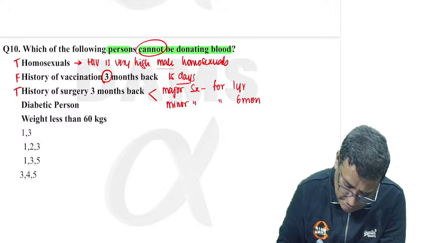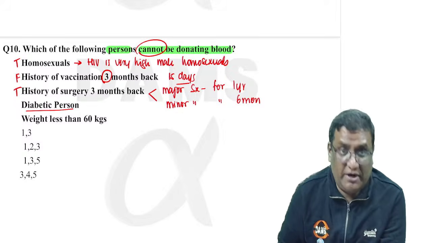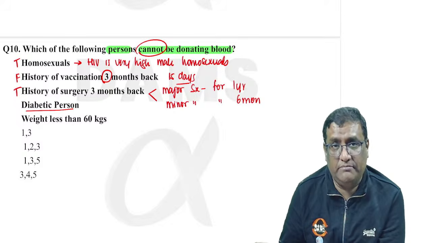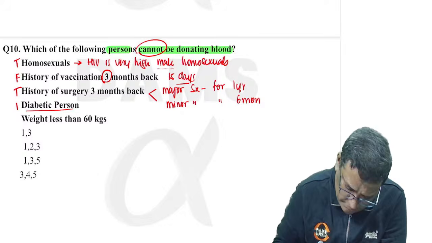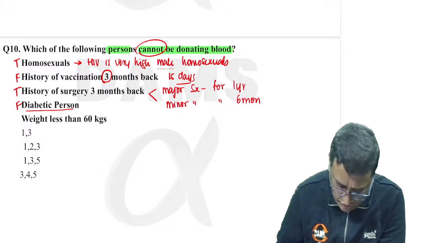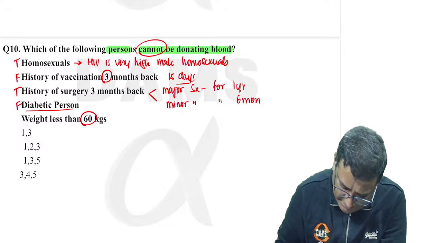Diabetic person, diabetic people can donate blood. If they are controlled, they can donate blood. We can take the blood from them. Diabetic cannot donate blood? No, false. Diabetic can donate blood.